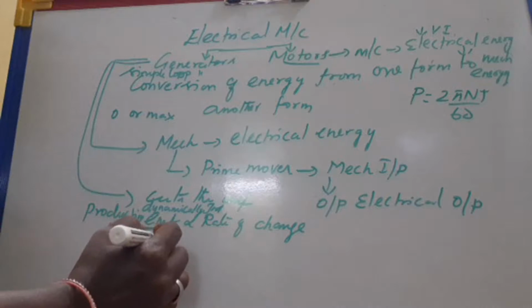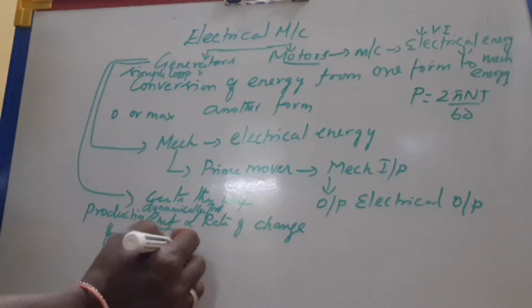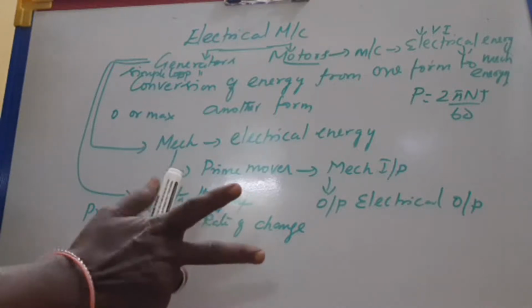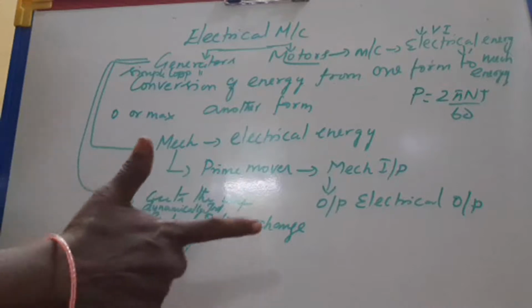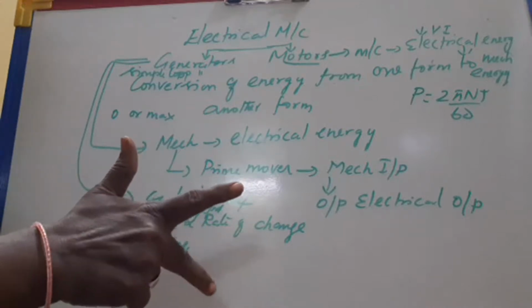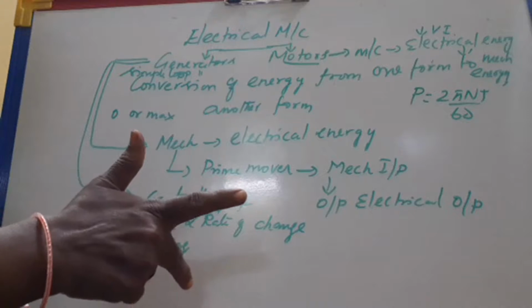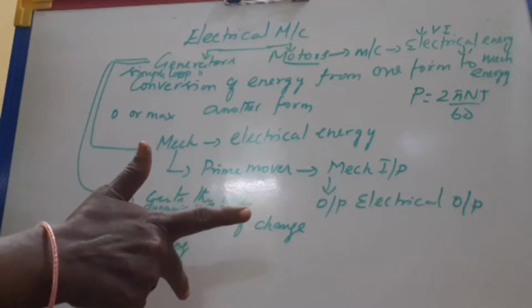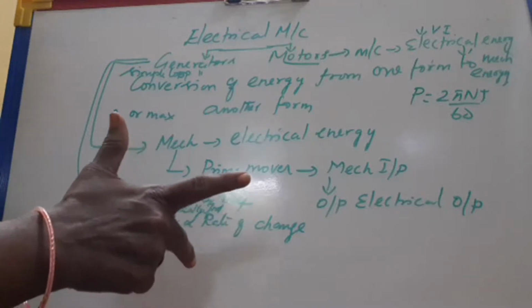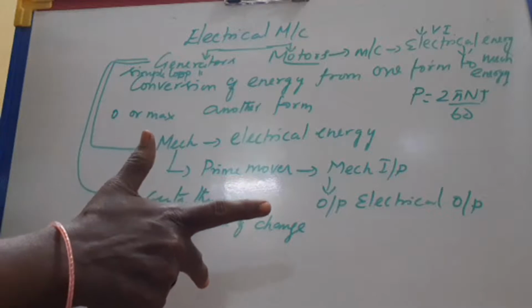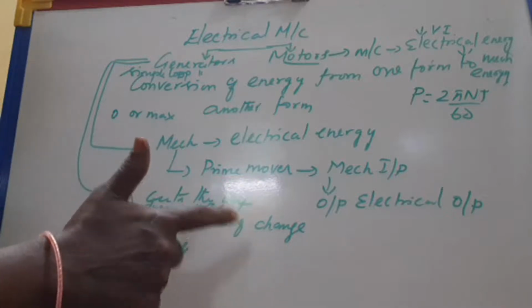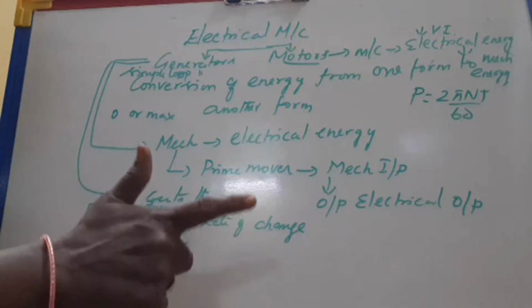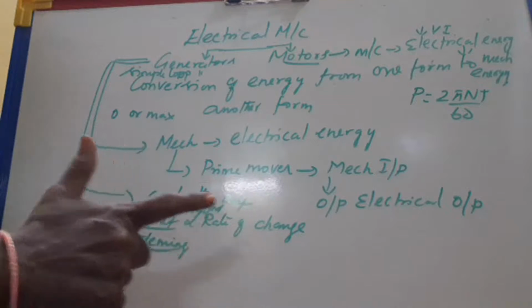For Fleming's right hand rule, we have to take the forefinger, thumb and middle finger perpendicular to each other. The forefinger represents the direction of the magnetic field, the thumb represents the direction of motion, and the middle finger represents the direction of the induced EMF, which we can identify.